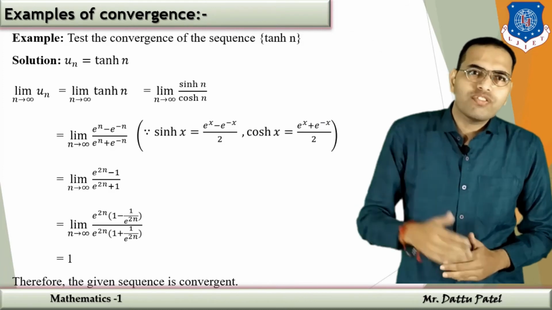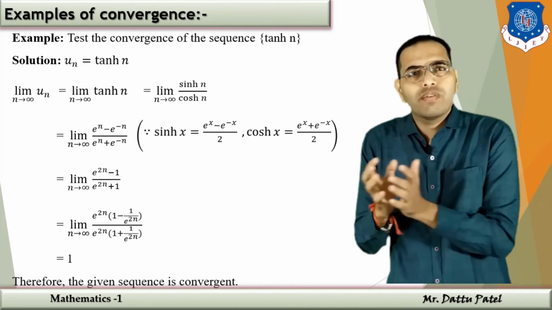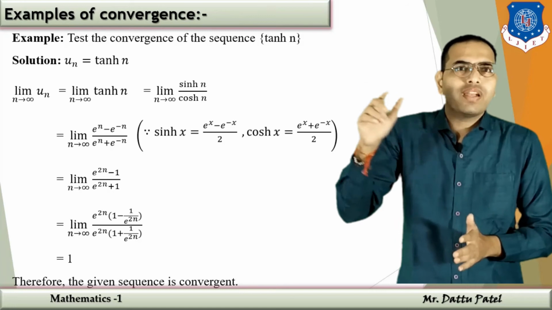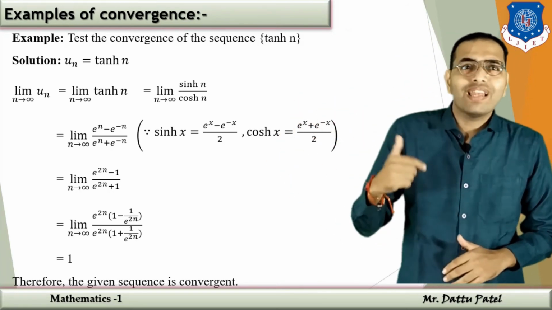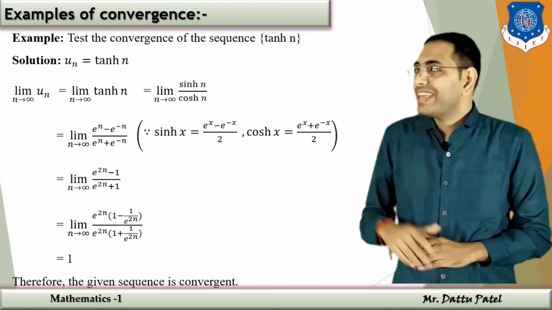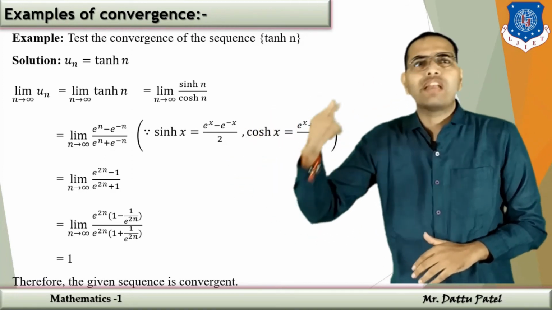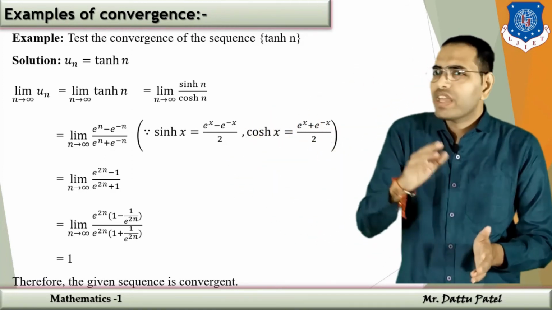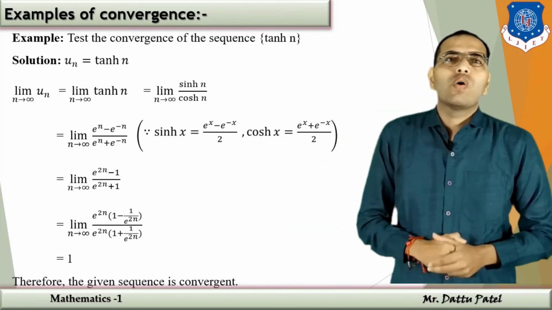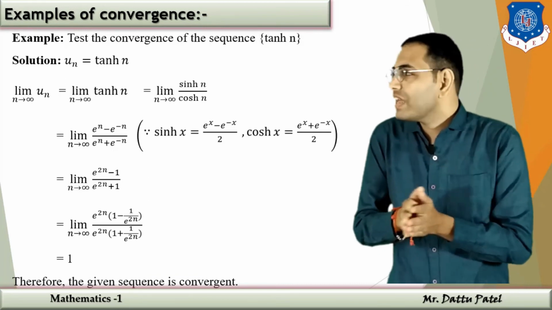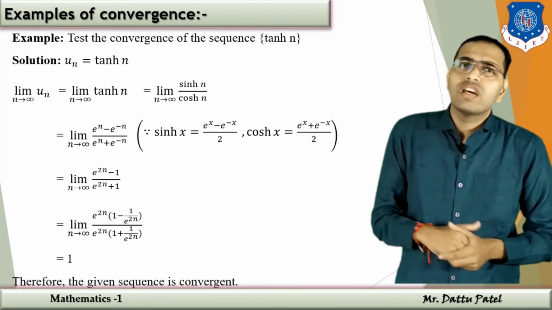Now the term is limit n tends to infinity (1 minus 1 upon e raised to 2n) upon (1 plus 1 upon e raised to 2n). Applying the limit as n tends to infinity, e raised to infinity is infinity, and 1 upon infinity is 0. Then we get (1 minus 0) upon (1 plus 0), which is 1. Now our answer is finite, so we can say that our sequence is convergent.